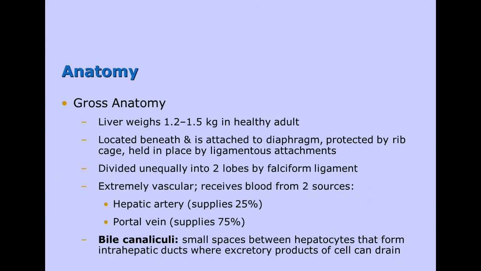It is quite large. It weighs 1.2 to 1.5 kilograms in a healthy adult. It is located beneath and attached to the diaphragm, protected by the rib cage, held in place by ligamentous attachments. There are actually two lobes which are connected by the falciform ligament. Very vascular, it receives blood from the hepatic artery and the portal vein.